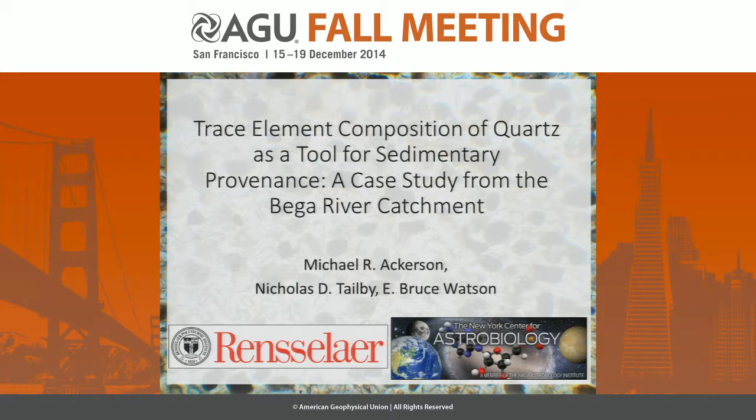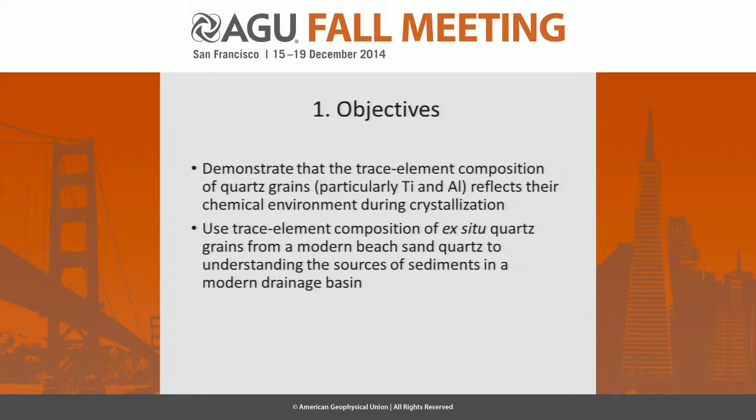I'm going to share with you today some of the research we've been doing at RPI over the past year or so. I'm trying to develop a new tool for understanding the provenance of sediments using the trace element content of quartz. So the primary objectives of the study are to first demonstrate that the trace element content of quartz, particularly in this case titanium and aluminum, reflects their chemical environment during crystallization. And second, we're going to try to use the trace element composition of the quartz ex situ in a modern drainage basin to understand the sources of sediments in the basin.